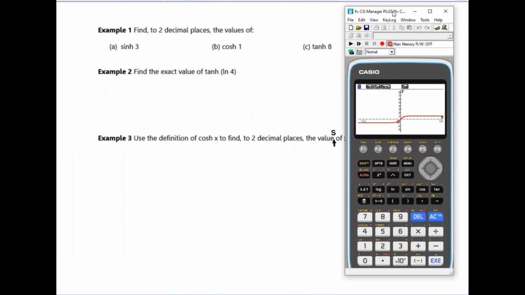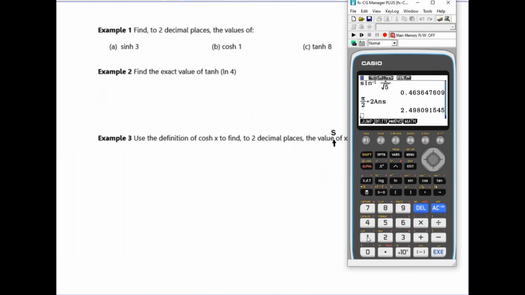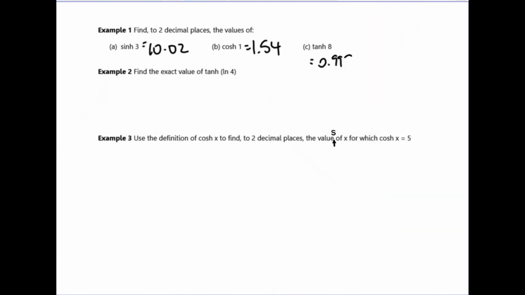Your calculator will do calculations involving hyperbolics. So firstly, it's really easy just substituting into the calculator. So again, option, if you press F6 to scroll along there, you'll find hyperbolic, and then you can work out, for example, shine of 3. You can work out cosh of 1 at 1.54. And you can work out tanh of 8.